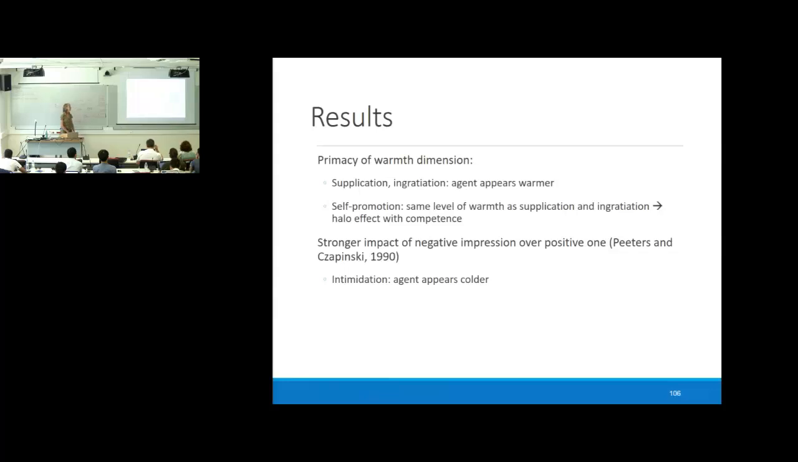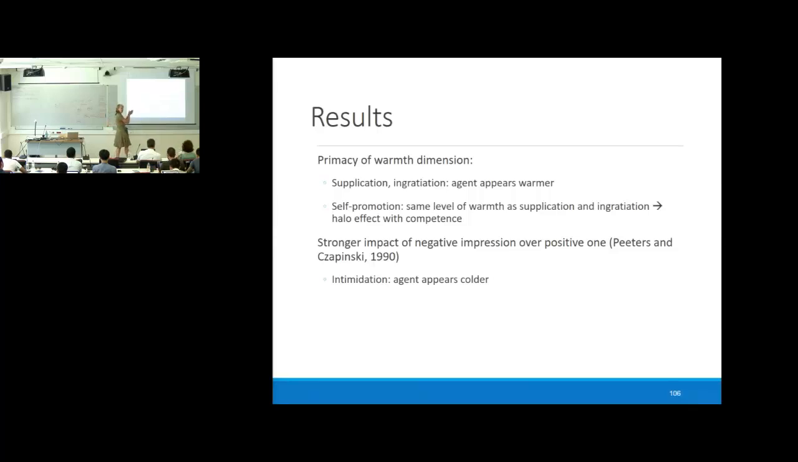Okay? So the result of the study is that in the supplication and ingratiation conditions, the agent appears warmer, so we had significant differences in the warmth condition, while in the previous study it was in the competence condition. For self-promotion, it had the same level of warmth as supplication and ingratiation, and a positive effect on the level of competence. So we have what we call a halo effect. That means a positive effect on both dimensions.